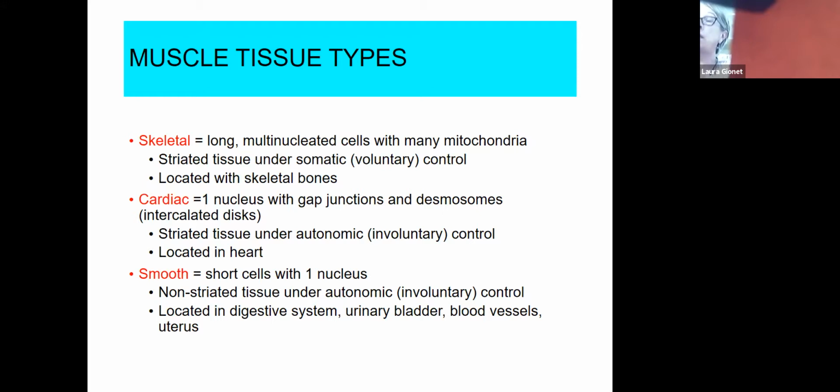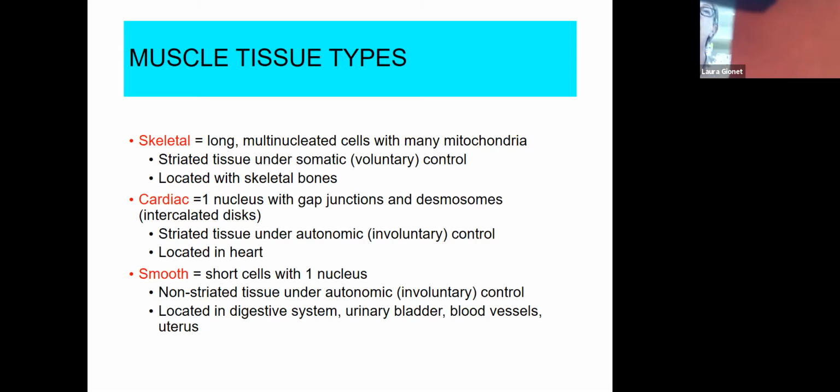Now, subsequent to this, we'll have a chart that's going to compare and contrast skeletal, cardiac, and smooth muscle. But you need to know the general appearance. You need to know maybe the speed of contraction, and you have to know the nervous control. Skeletal muscle is the only muscle that's under what's called somatic or voluntary control. Cardiac and smooth muscle are under the autonomic nervous system or involuntary control.